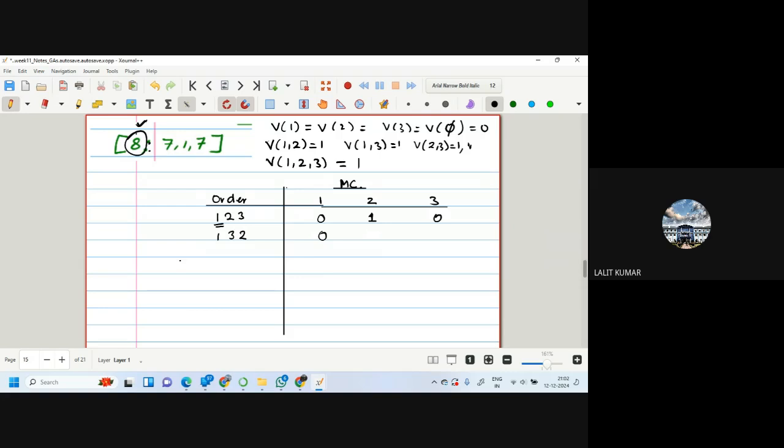Now 1, 3, 7 plus 7, 14. They win. 2 comes, no effect. Similarly, we do 2, 1, 3, then 2, 3, 1. 2 alone is 0. 3, 1 comes, he wins. 3 comes, no effect. 2, 3, 1. 2 is this, 3 comes 1, 0. 3, 1, 2. 0, 0. 1 comes, he wins. This 0. 2 comes, he wins. 0. So in this case, you can find this is 2, this is 2, this is 2.